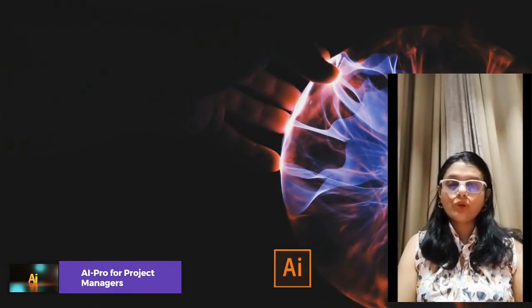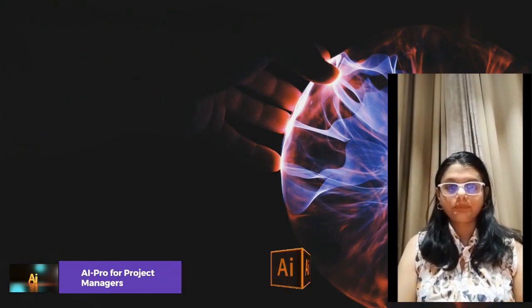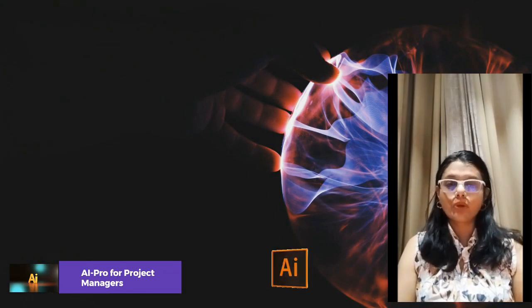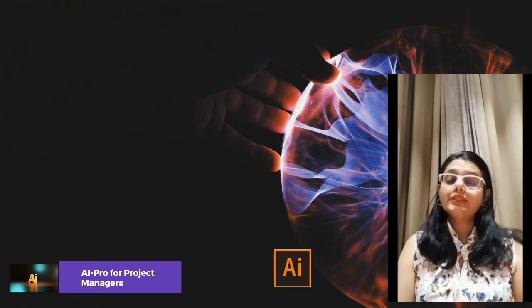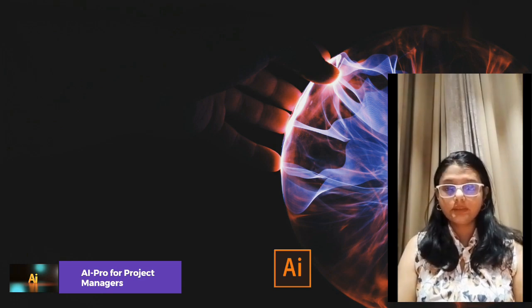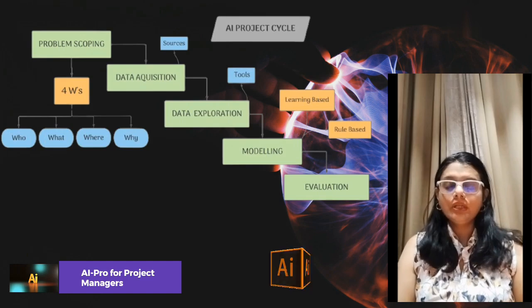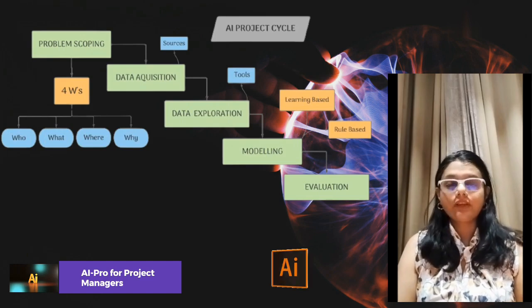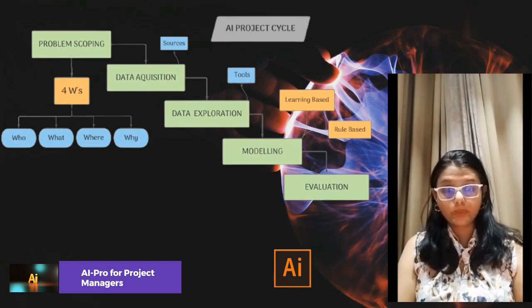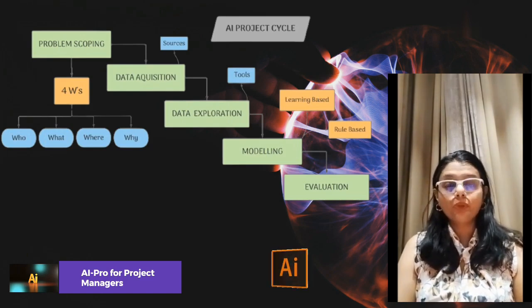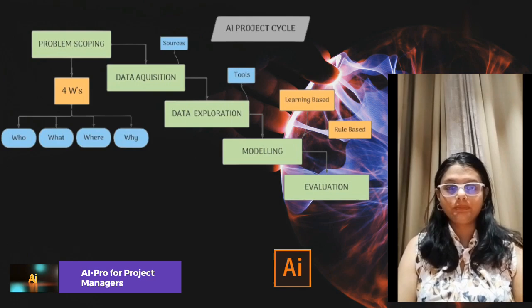AI is a crucial component of computer science, and computer science is a problem solving field. There is a distinct life cycle that is used in the problem solving. Thus, the AI also has to follow the AI project life cycle. The AI project life cycle has 5 stages: problem scoping, data acquisition, data exploration, modeling, and evaluation.